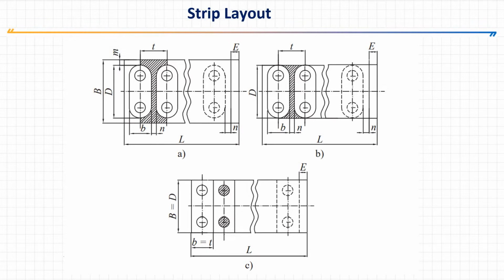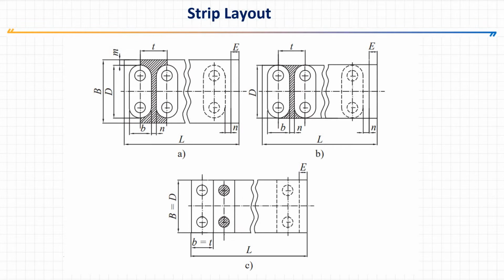But if we talk about the strip layout for a progressive tool, then at that time we not only talk about the material economy or utilization, but also the operations feasibility, like in which direction or in which type of strip the blanking, piercing, bending, piloting, or similar operations can be done easily, without affecting the component's performance or function. So that also we have to keep in mind in case of progressive tools strip layout.